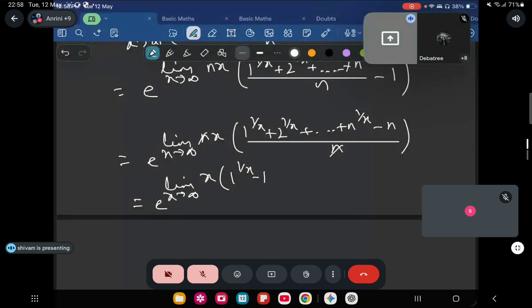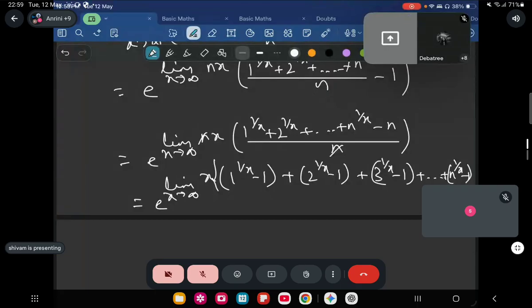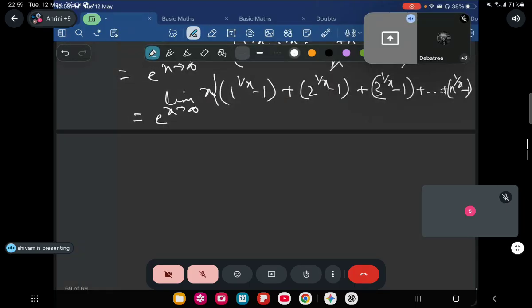Tell me, are you people getting it? Yes or no? Plus 2 to the power 1 by x minus 1 plus 3 to the power 1 by x minus 1 plus dot dot dot plus n to the power 1 by x minus 1). Tell me, are you people getting it? Yes or no? Hello? Tell me, everyone. Are people getting this? Yes, sir.